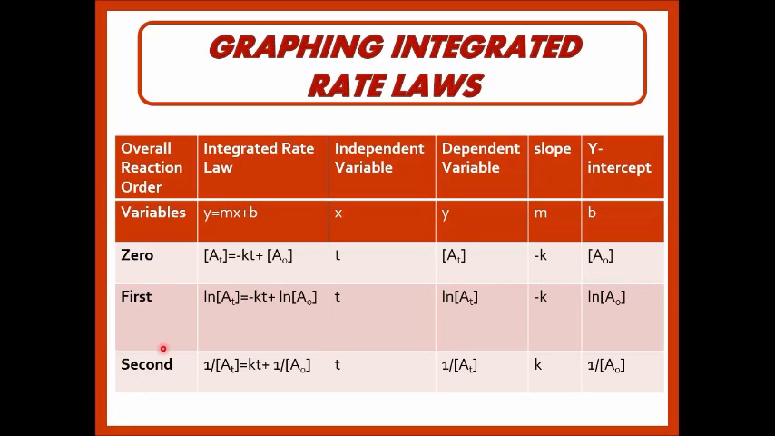Now our second order reaction has the integrated rate law of 1 over the concentration of our reactant at a certain time is equal to k times t, so the rate constant times the time, plus 1 over the initial concentration. So we can see that x is still the variable time. Our dependent variable y in this case is the inverse of our reactant concentration. Our slope that we would get from graphing x versus y is going to be positive k, so note the difference here that this slope is going to be positive, and our y-intercept is going to be the inverse of our initial reactant concentration.